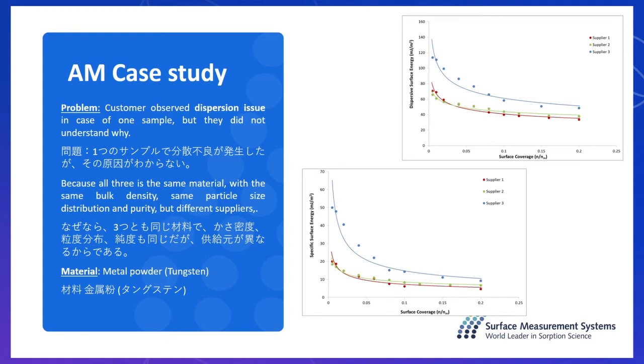So we measured the surface energy heterogeneity, and we could clearly see a difference between the different suppliers' samples. The supplier 3 sample had a higher surface energy, and the surface energy distribution was higher, so probably this sample was processed differently.